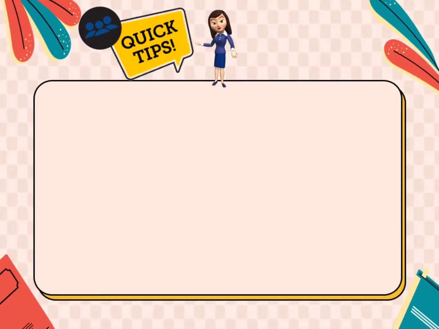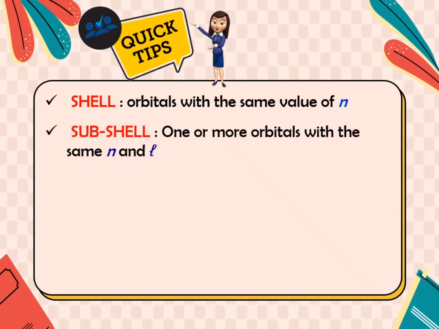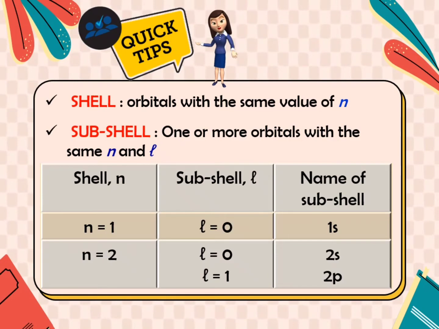Okay guys, this one I relate n with L. So macam mana you nak buat? You kena faham benda ni before kita masuk subtopik 2.3 nanti. Okay, shell is orbital with the same value of n. So kita tahu n tu adalah shell kita. And then kita ada subshell, one or more orbitals with same n and L. So subshell ni umpama macam tadilah awak duduk blok mana. Contoh macam ni guys. You can see this table.